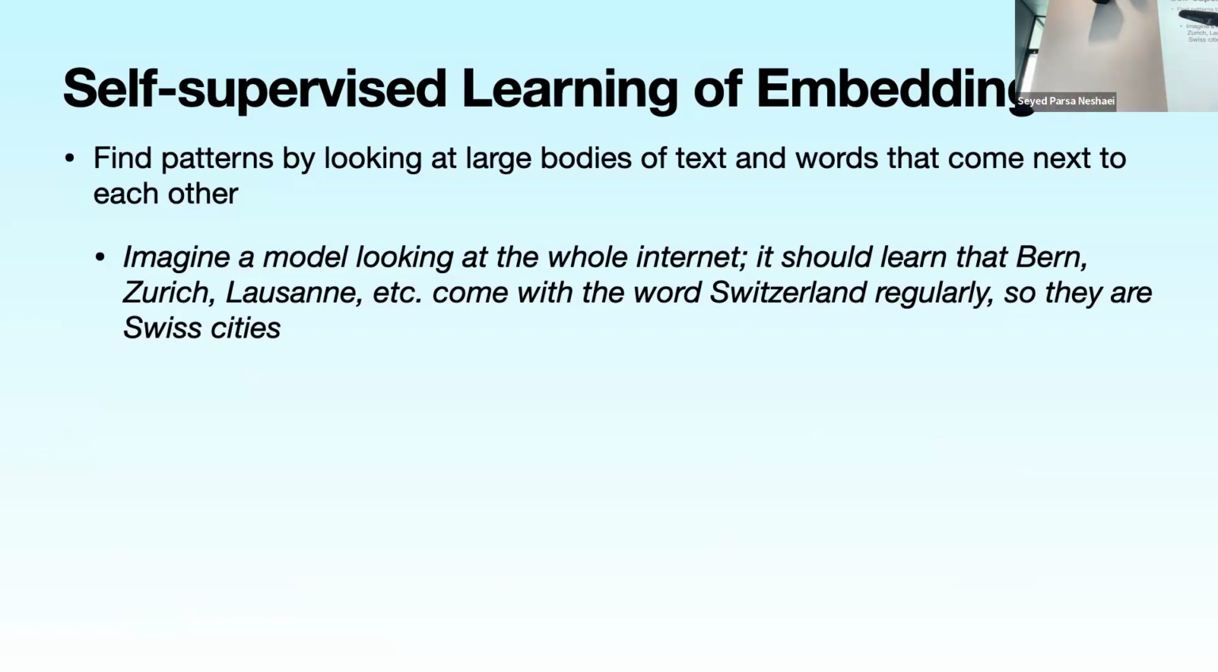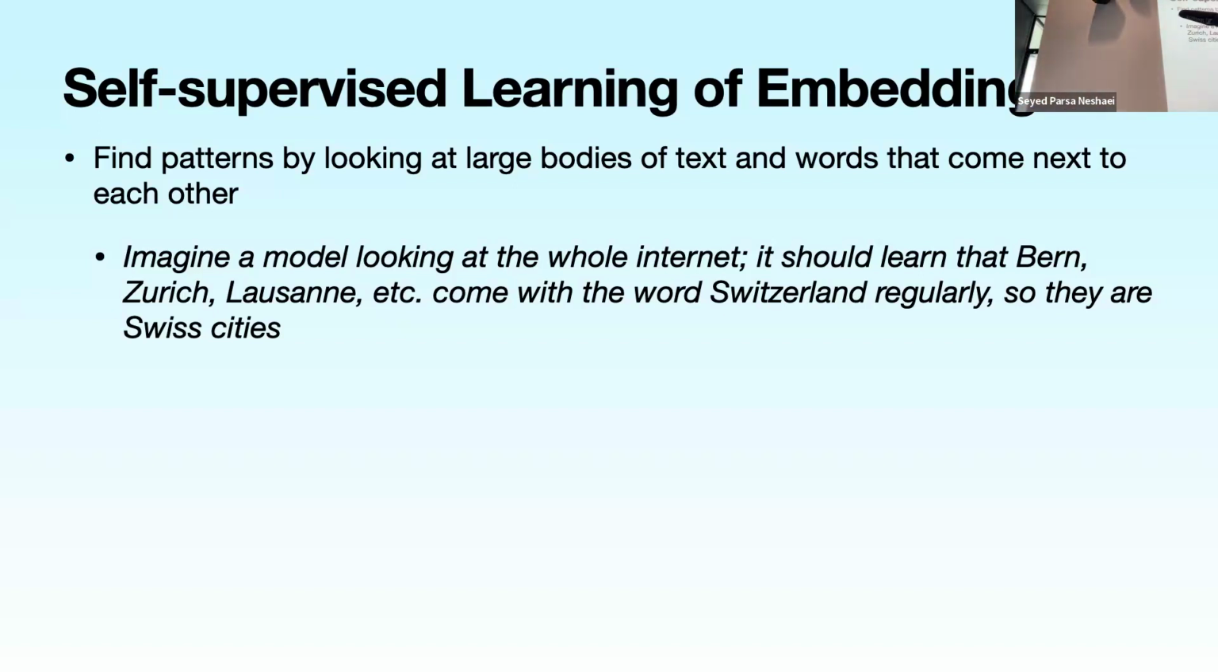For example, imagine a model looking at the whole internet. It should learn that Bern, Lausanne, and Zurich usually come up in articles that have Switzerland in them, so they should be Swiss cities. And thus, the vectors of Lausanne, Zurich, and Bern should be close to the vector of the word Switzerland, for example. This is just an example, but in practice, it's somewhat like this.